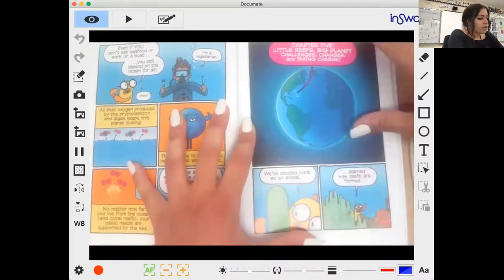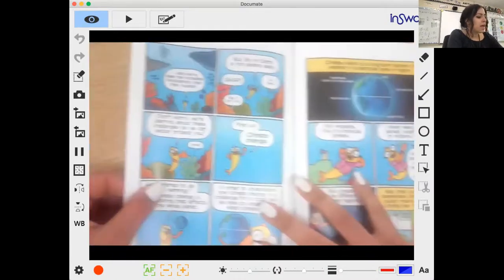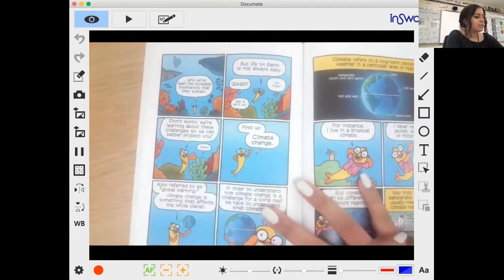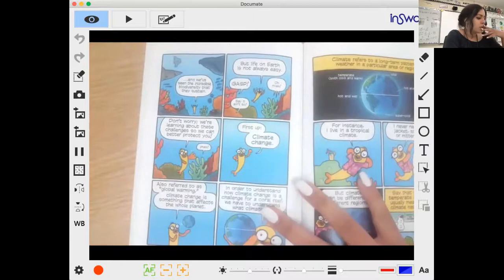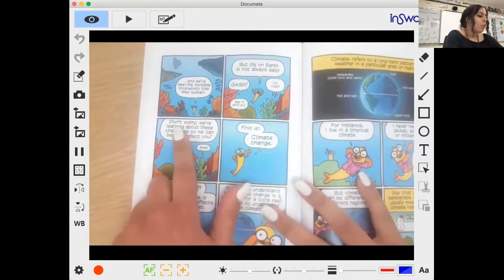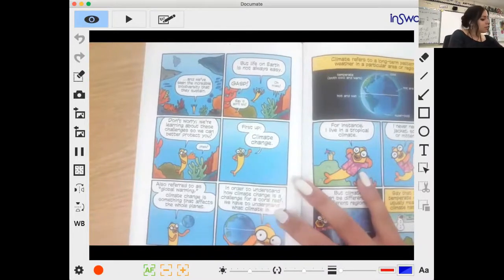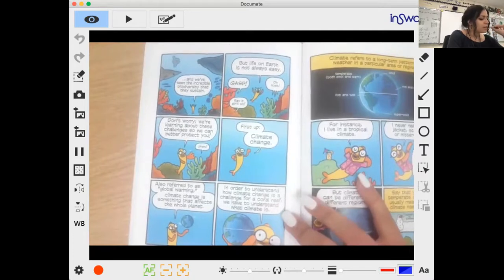So we've studied coral as an animal, learned how reefs are formed, and we've seen the incredible biodiversity they can sustain. But life on Earth is not always easy. Oh no, say it ain't so. Don't worry, we're learning about these challenges so we can better protect you. First up, climate change. Also referred to as global warming, climate change is something that affects the whole planet. In order to understand how climate change is a challenge for a coral reef, we have to understand what climate is.